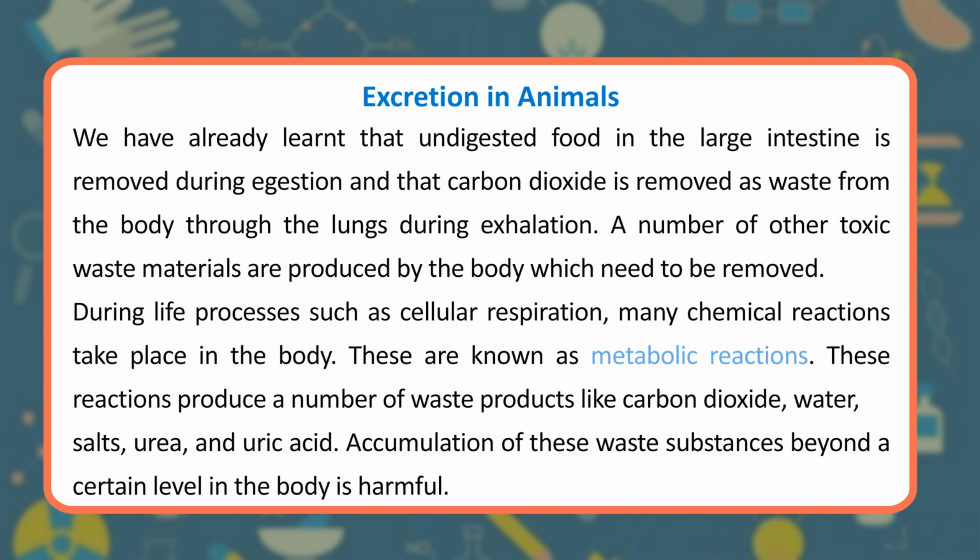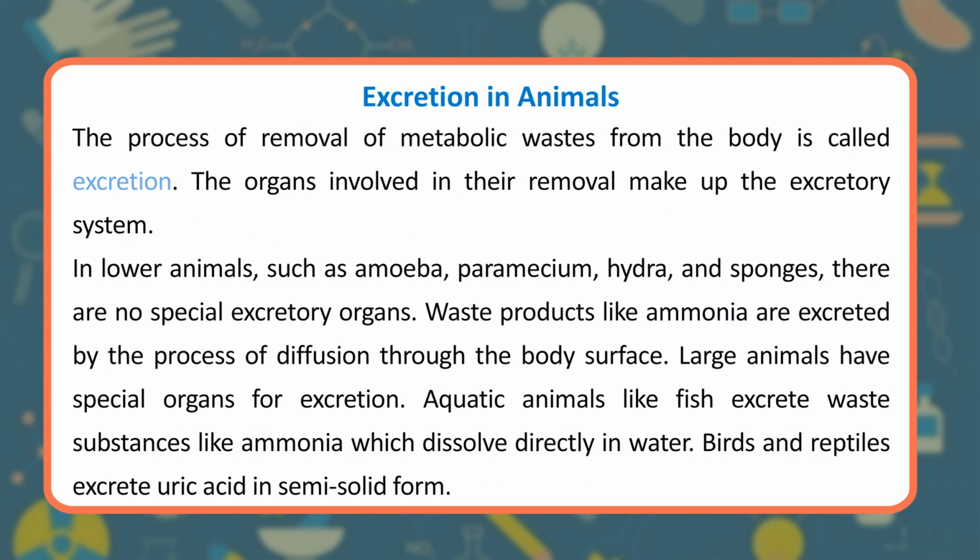During life processes such as cellular respiration, many chemical reactions take place in the body. These are known as metabolic reactions. These reactions produce a number of waste products like carbon dioxide, water, salts, urea, and uric acid. Accumulation of these waste substances beyond a certain level in the body is harmful. The process of removal of metabolic wastes from the body is called excretion. The organs involved in their removal make up the excretory system.